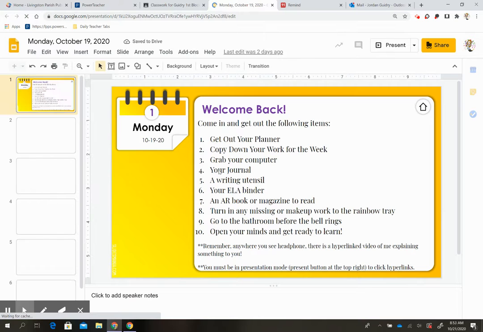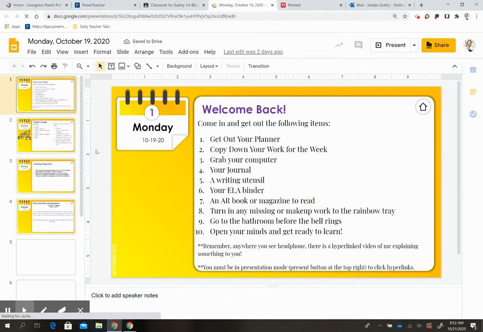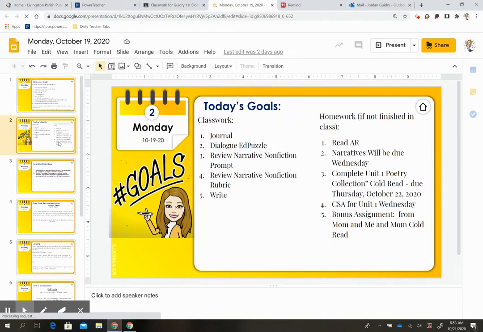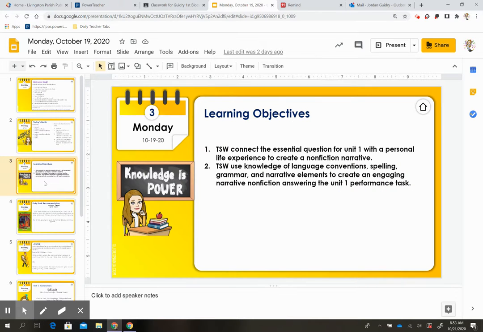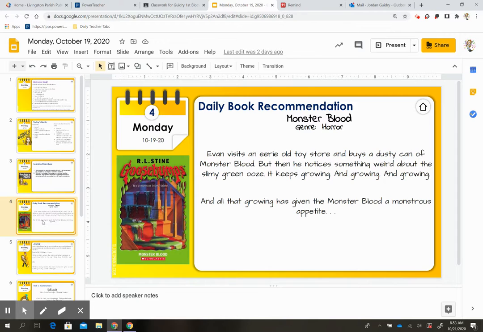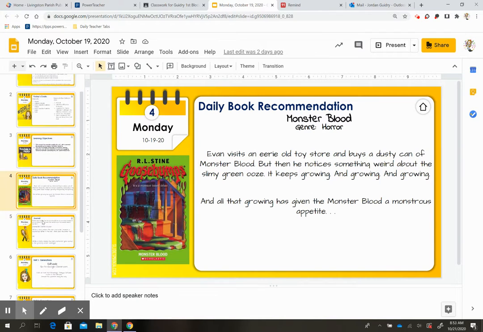today. Now, the first thing is for the students when they come in, you can skip slide 1. Slide 2 will always be, again, what is required of you that day. So these are your goals for the day to complete. Again, journal, dialogue, ed puzzle, review your narrative nonfiction prompt, write your narrative nonfiction, and rubric. Then we have our learning objectives for the day, which you can skip this slide as well, and a book recommendation of the day. So if you like to read, I always have a book recommendation for you.